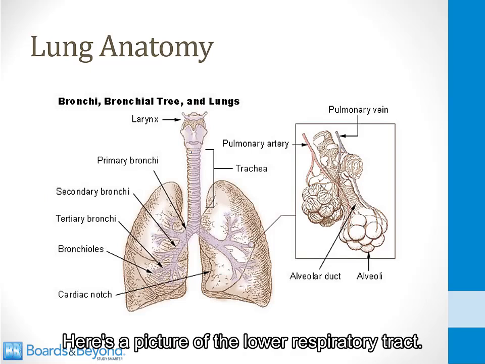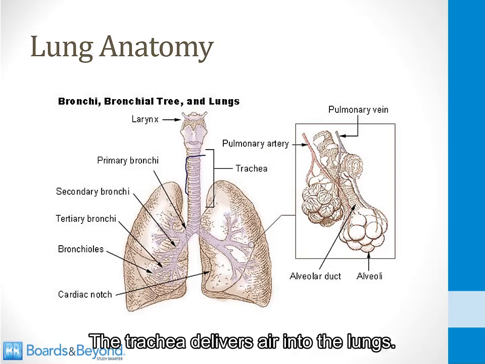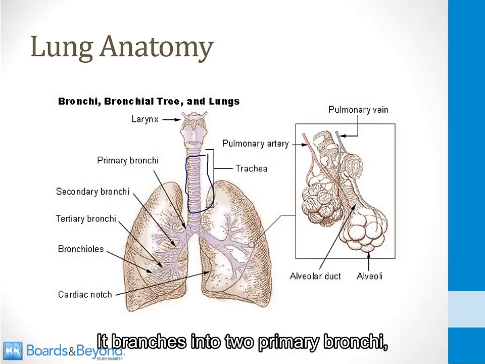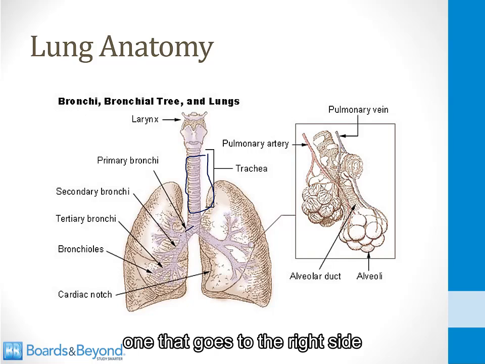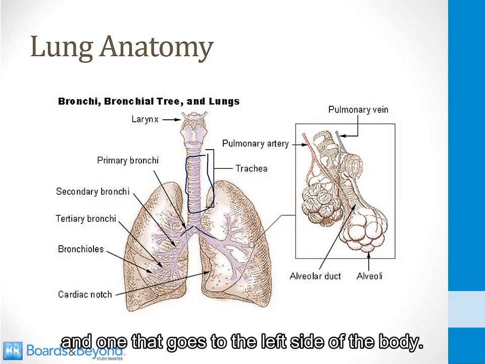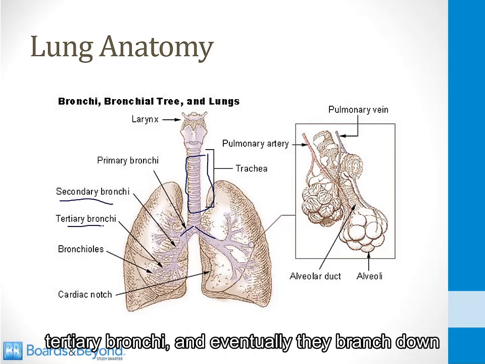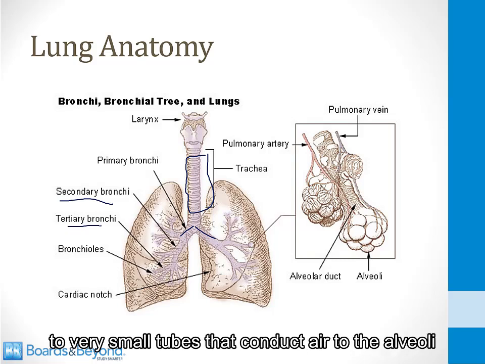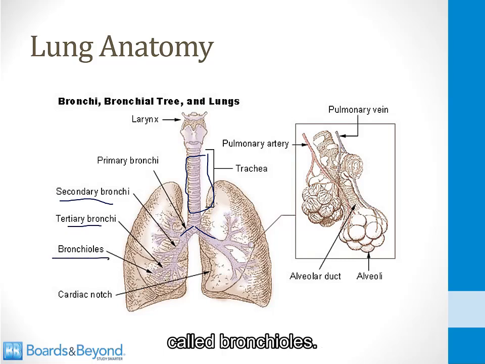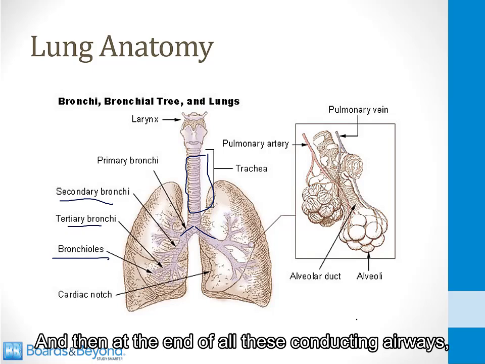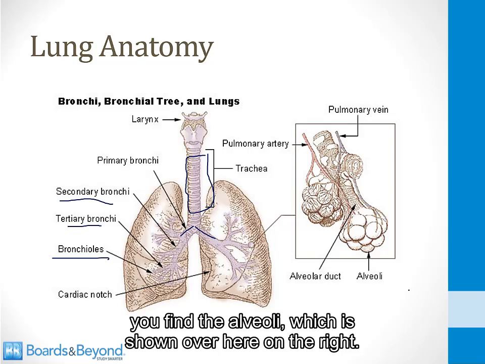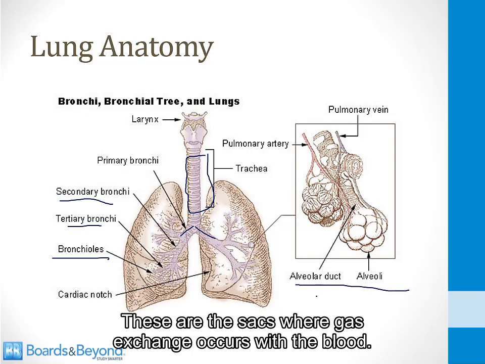Here's a picture of the lower respiratory tract. The trachea delivers air into the lungs. It branches into two primary bronchi, one that goes to the right side and one that goes to the left side of the body. The primary bronchi then branch into secondary bronchi, tertiary bronchi, and eventually they branch down to very small tubes that conduct air to the alveoli called bronchioles. And then at the end of all these conducting airways, you find the alveoli, which is shown over here on the right. These are the sacs where gas exchange occurs with the blood.